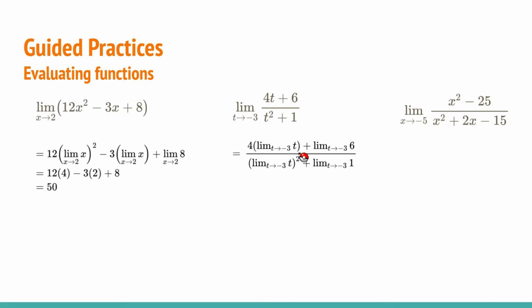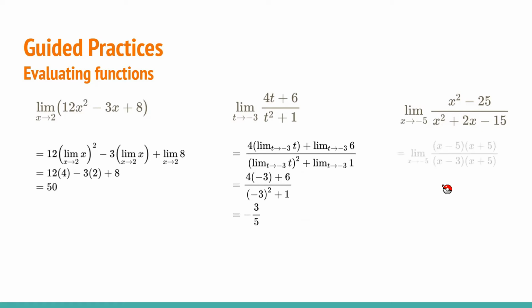From there, we can use the limit laws to determine the values. So we get 4 times negative 3 plus 6 over negative 3 squared, or raised to the power of 2, plus 1, to get negative 3 over 5. Now, for the limit of x squared minus 25 over x squared plus 2x minus 15 as x approaches negative 5.